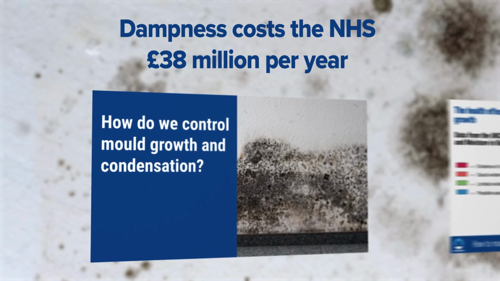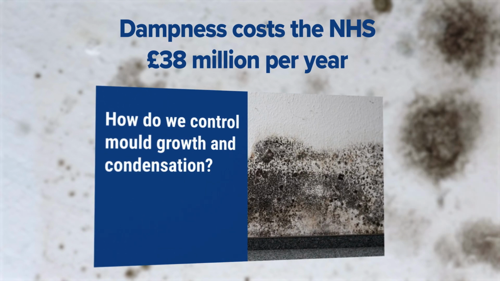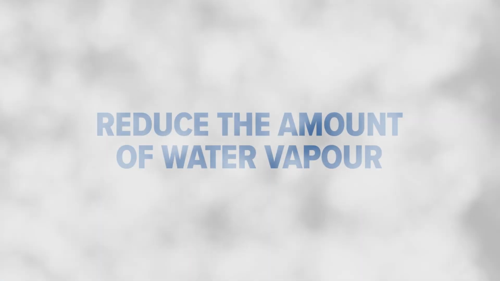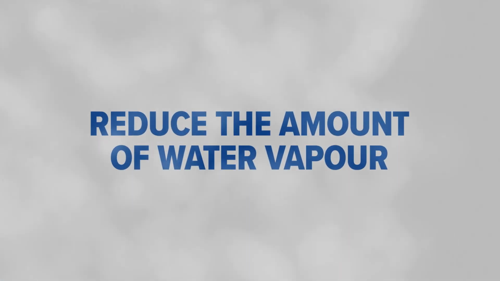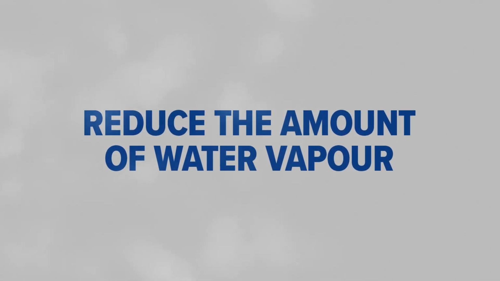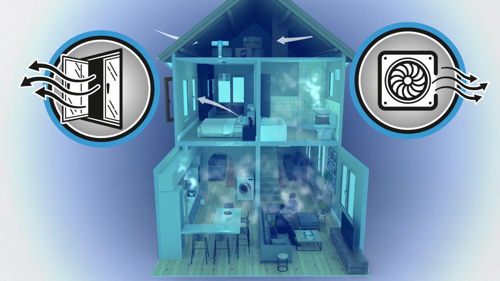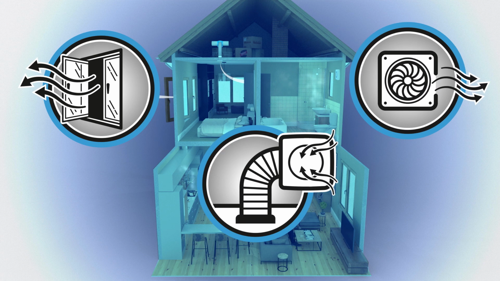But how do you control mould growth and condensation? Firstly is to look at ways to reduce the amount of moisture vapour in the air, which is sometimes easier said than done. Ventilation encourages air movement, which reduces the risk of moisture-laden air from condensing on cold surfaces. Ventilation measures can range from simply opening the windows to installing humidity-controlled extractor fans or even positive input ventilation systems.